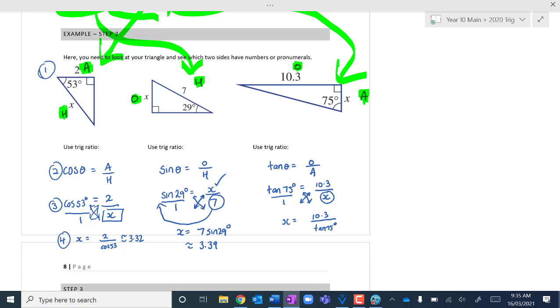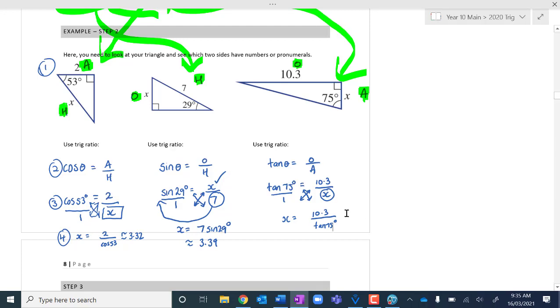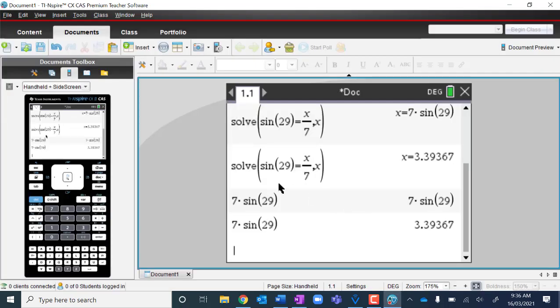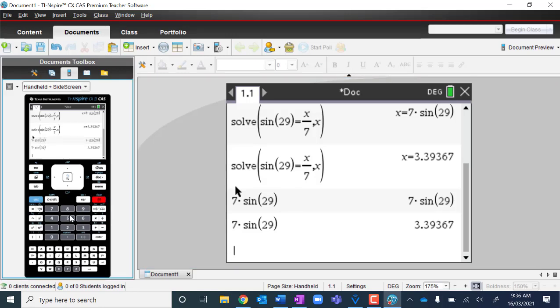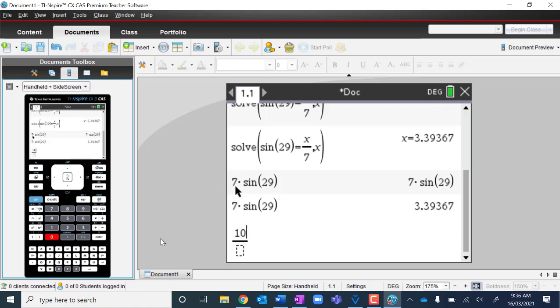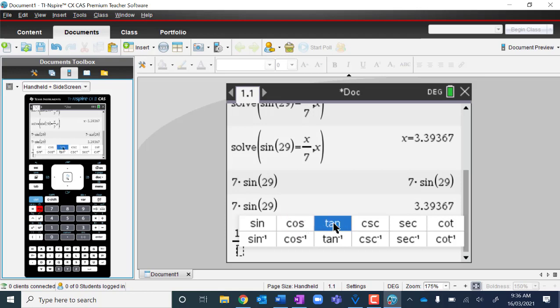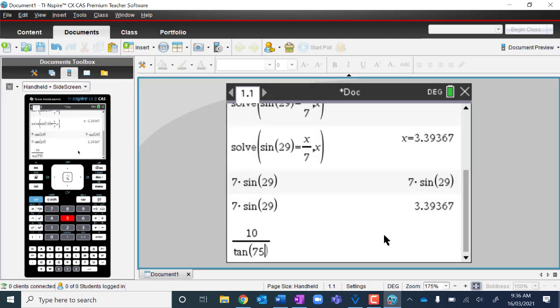And so again, you don't need to use the solve function in CAS. You literally just need to write this out, 10.3 over tan of 75, rearrange, write it in your calculator, boom, and it gives us an answer to 1 or 2 decimal places. Okay, so let's have a look. Let's go through that. Control, divide, 10 divided by tan of 75 degrees.